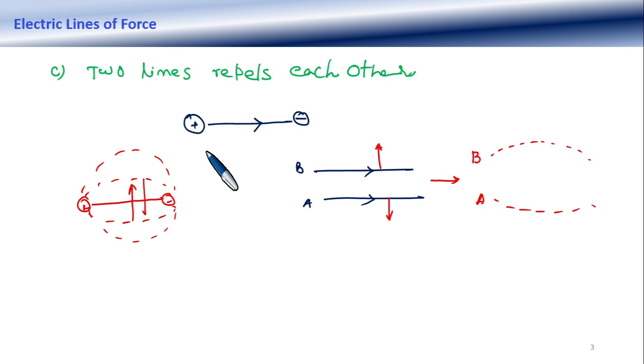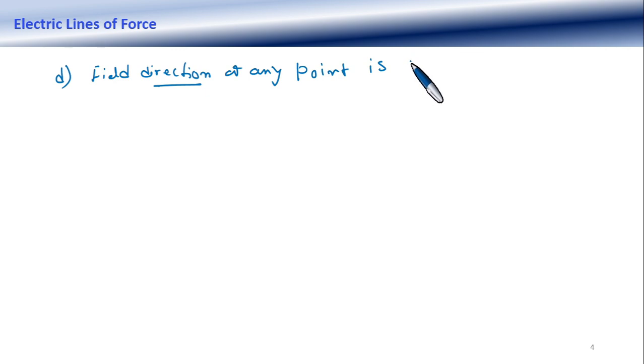There are more things. Let's see point D. The fourth point is about the direction of the field lines. So we have to find the field direction at any point. Because the electric field is a vector, the direction at any point is the tangent. A very important idea: the tangent on the field line, I mean on the line at that point.